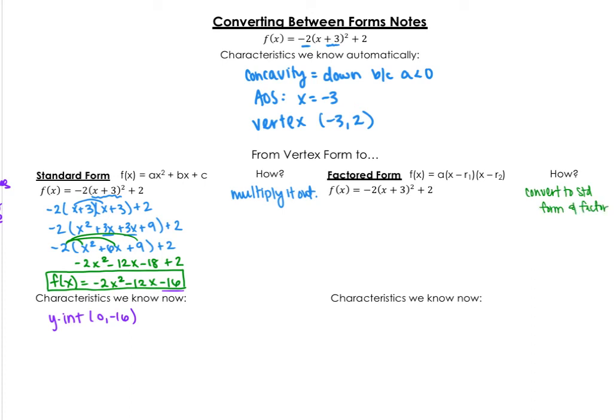Okay, so since we've already converted it to standard form in the previous step, we know that that's f of x equals negative 2x squared minus 12x minus 16. Now we're just going to factor it. So the first step of factoring is checking for a GCF. And in this case, my GCF is going to be negative 2. Remember, it's negative because our leading term is negative. So factoring out negative 2, we have x squared plus 6x plus 8.